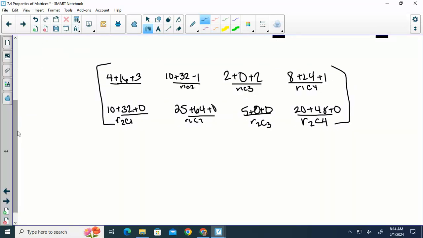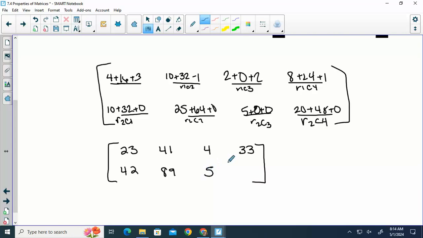All right, a little more work. Does everyone understand where I got all my numbers? Okay, so then to finish it, we just add them together, and you may have already done that, that's fine. So we get 23, 41, 4. Second row would be 39, 5, and 68.